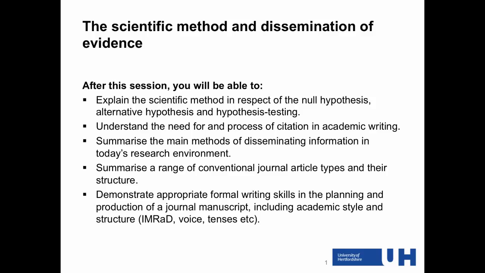You're going to understand the need for and process of citation in academic writing. We're going to summarise the main methods of disseminating information in today's research environment. We're going to cover a range of journal article types, and we're also going to look at the standard scientific form of writing, what we sometimes refer to.